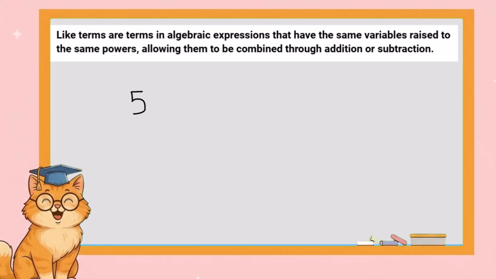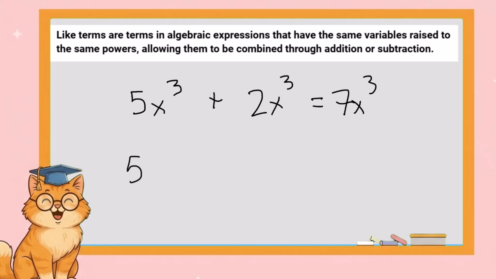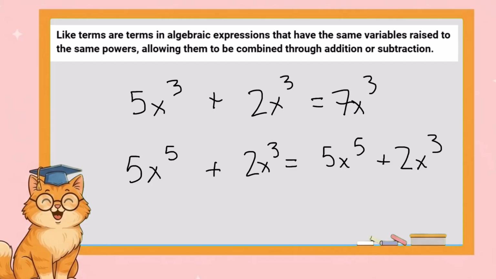So if I were to say 5x to the third and 2x to the third, well, with these two we can do addition or subtraction on them and we'll get a new answer. We'll get 7x to the third. However, if I did 5x to the fifth plus 2x to the third, well, because they're different, they're not like terms, you're just going to end up with the exact same thing. There's no way to combine these two, so you'll just end up with the same thing again. So that's the whole point of why we do this exercise.